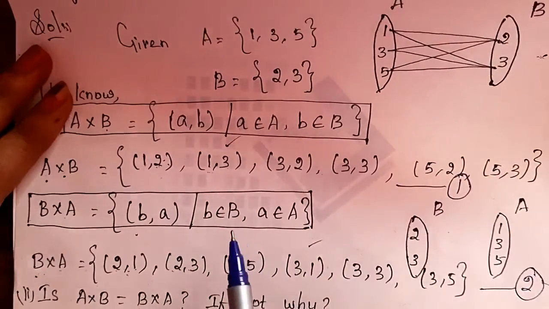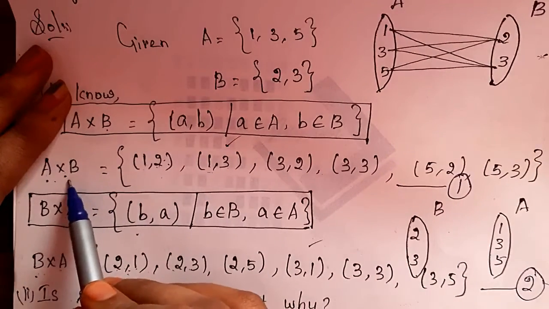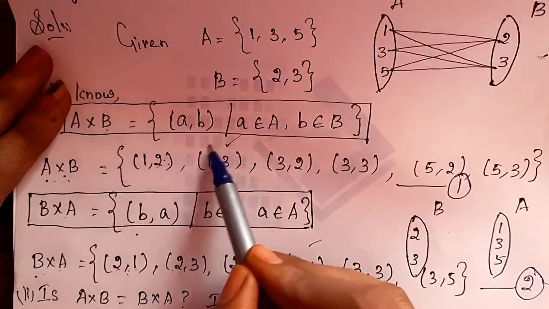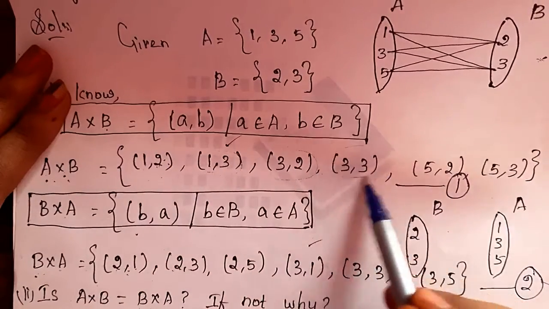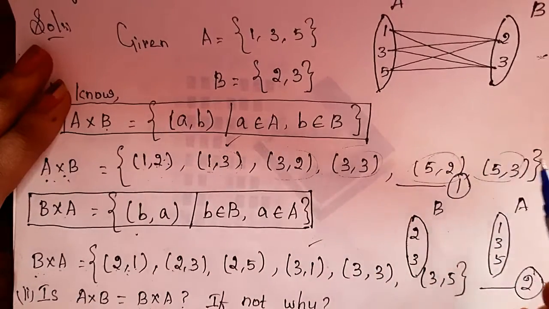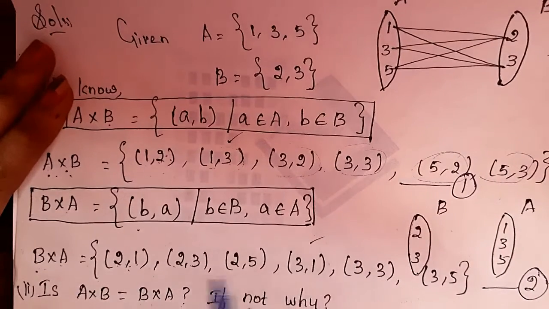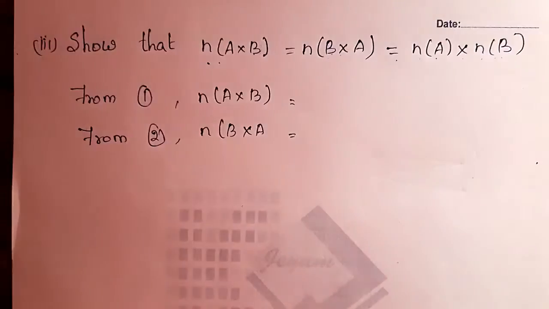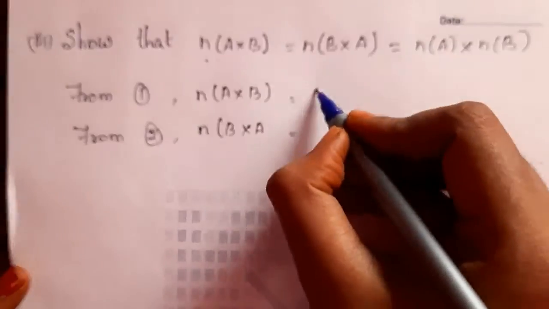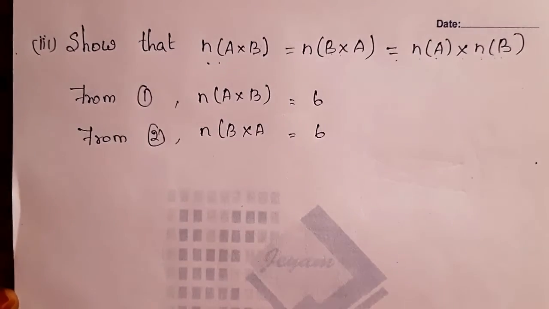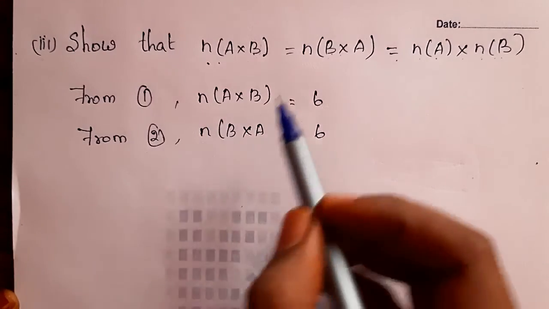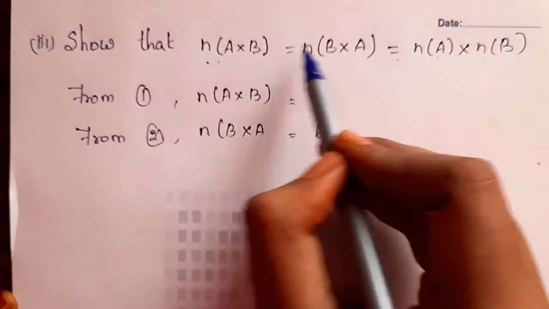Just check it. Listen. A cross B, how many elements are there? 1, 2, 3, 4, 5, 6 elements. Also, how many elements are in B cross A? 1, 2, 3, 4, 5, 6 elements. So both have 6 elements. Clear now? So if both have 6 elements, we can prove that both are equal.